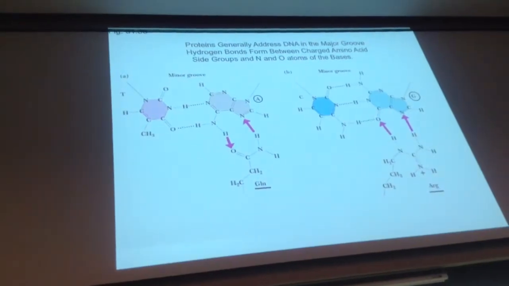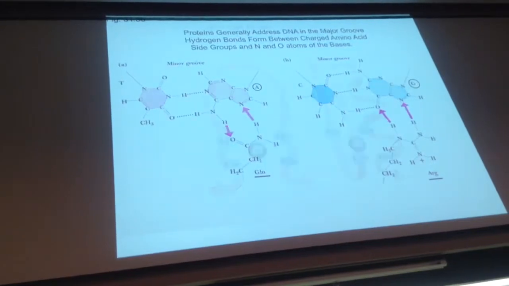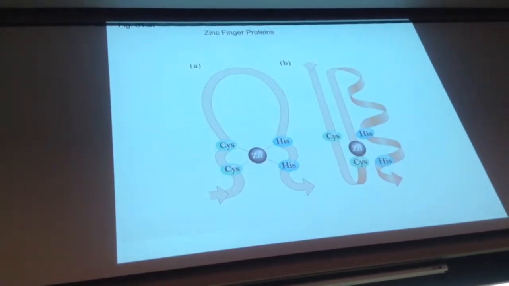Address in that minor group or major group. I'll show you that again in a minute. Okay, so now the second group. The second type are called zinc fingers. We've all heard of zinc fingers.